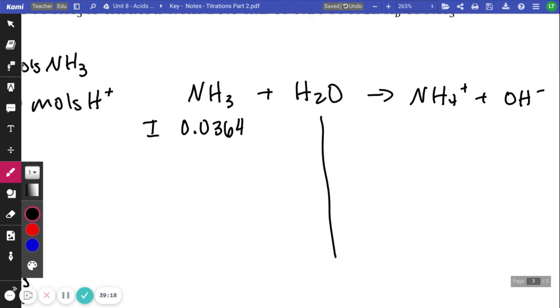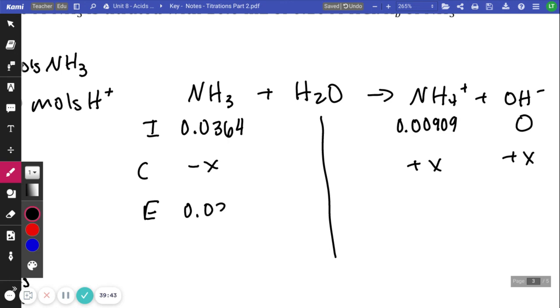Water doesn't matter since it's a liquid. And then we have 0.00909 as the concentration of our NH4+, and we shouldn't start with any hydroxide here. So then our change, we're going to lose some amount of NH3, and it's going to add to our NH4+ and our OH-. So our equilibrium is going to be 0.0364 minus x, 0.00909 plus x, and then our OH- will be x.